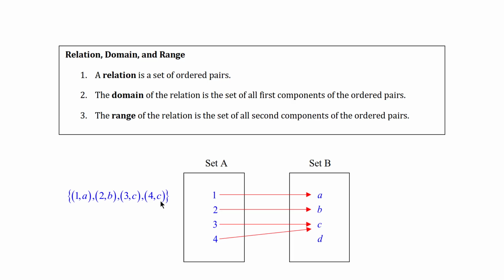The domain for this relation would be the set of all first components of the ordered pairs. So we would write this out using a set of curly brackets, and inside the curly brackets we write 1, 2, 3, 4. Next, the range of this relation would be the set of all second components of the ordered pairs. So we can write this out using curly brackets, and then inside the curly brackets I have A, B, C. Notice here that I did not list C twice in my range. If a value or a letter is used more than once in your ordered pairs, you would still only list it one time in your domain or range.